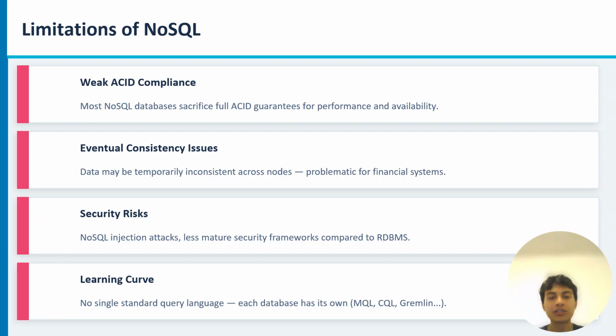So there are some limitations as well. One major limitation is weaker ACID compliance. This means it may not guarantee full consistency like traditional databases. And we have other issues like eventual consistency, security concerns, and the learning curve. Because of these limitations, NoSQL is not suitable for every use case, especially systems like banking.